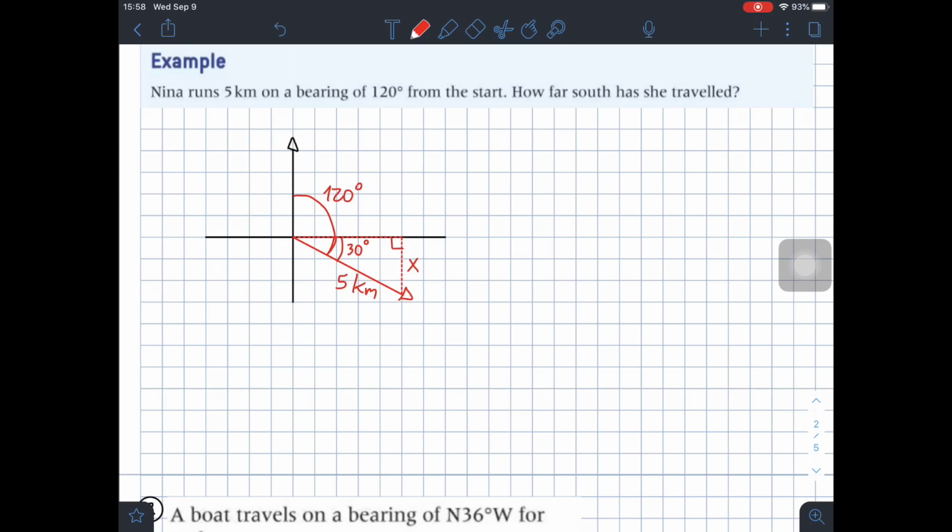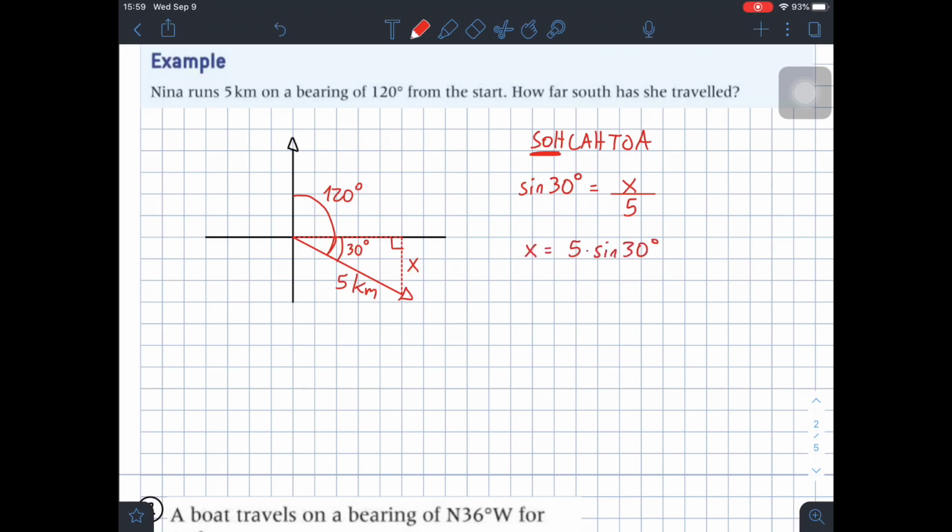So there we have the triangle that we need to solve. We want to find the opposite. We have the hypotenuse, so I can apply SOHCAHTOA. In this case, we're going to apply sine, because it's opposite over hypotenuse. So sine of 30 degrees is equal to opposite, which is x, over hypotenuse, which is 5. So the value of x would be 5 times sine of 30.